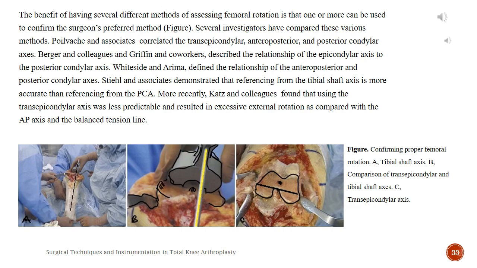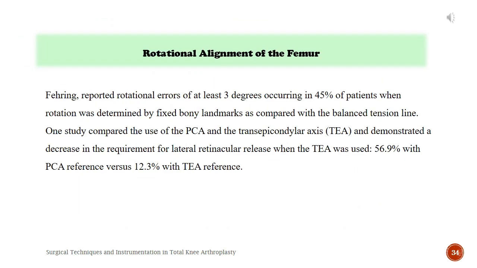More recently, Katz and colleagues found that using the transepicondylar axis was less predictable and resulted in excessive external rotation as compared with the AP axis and the balanced tension line. Figure. Confirming proper femoral rotation. A. Tibial shaft axis. B. Comparison of transepicondylar and tibial shaft axes. C. Transepicondylar axis. Rotational alignment of the femur. Jerosch reported rotational errors of at least 3 degrees occurring in 45% of patients when rotation was determined by fixed bony landmarks as compared with the balanced tension line.